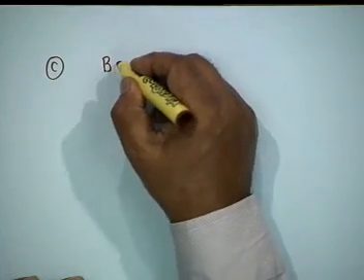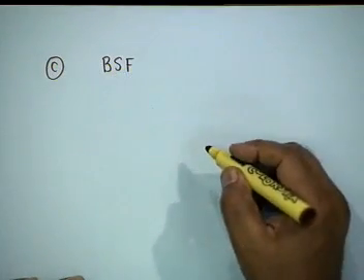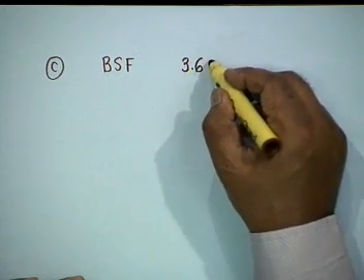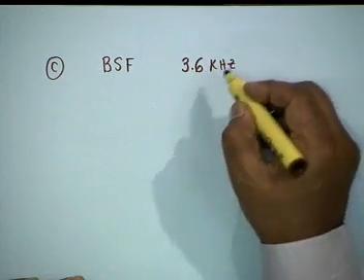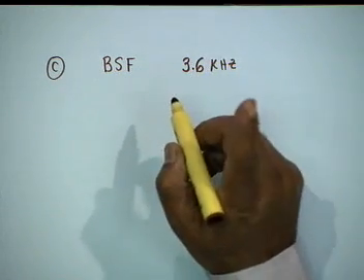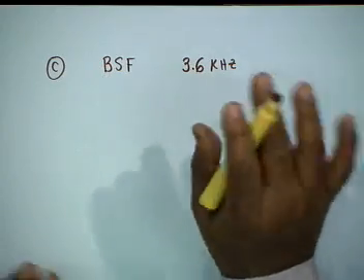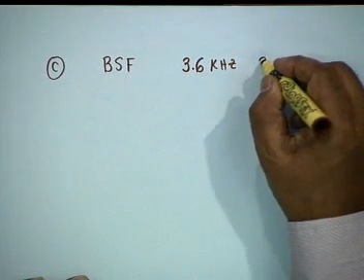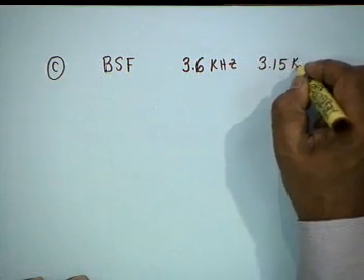Finally, C. Let's design a band stop filter with edges at 3.6 kilohertz. Pass band edges, not stop band. Stop band we have no control, whatever comes we have to take. 3.6 kilohertz and 3.15 kilohertz.